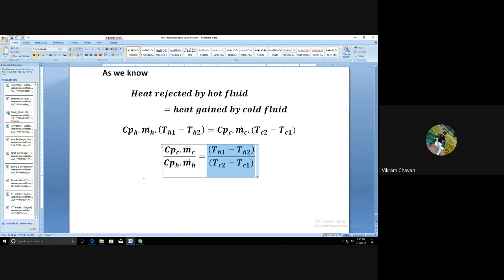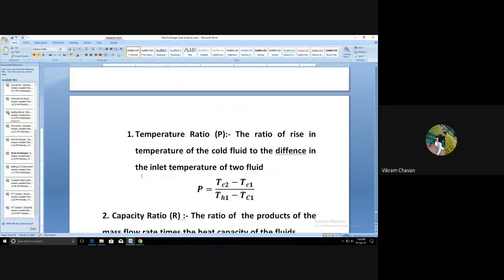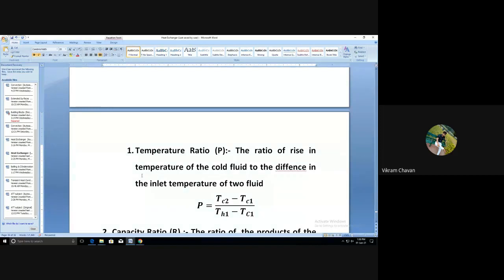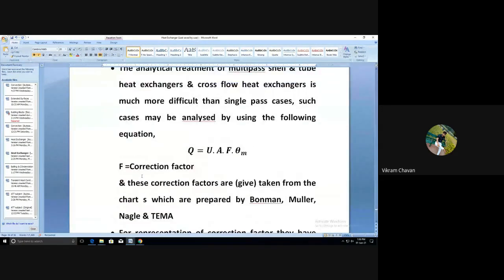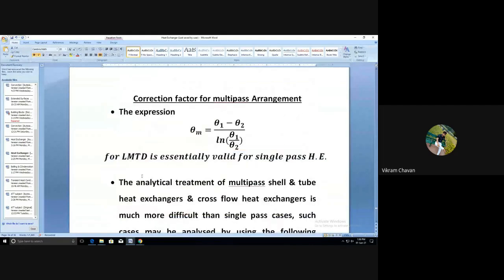In that case we have to use the correction factor, because the equations we have calculated for LMTD for parallel flow and counter flow are useful only for a single pass heat exchanger. If there are multiple passes, then there should be use of a correction factor in the equation. Is there any doubt about this correction factor? You can write correction factor for multiple arrangement.